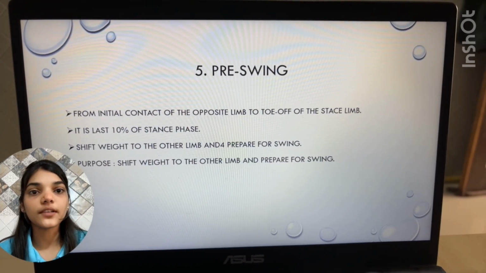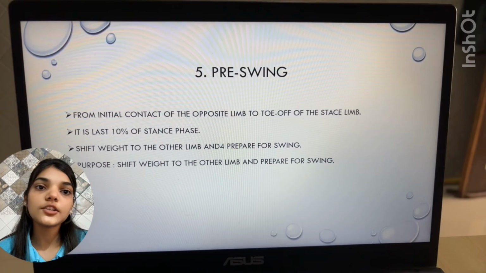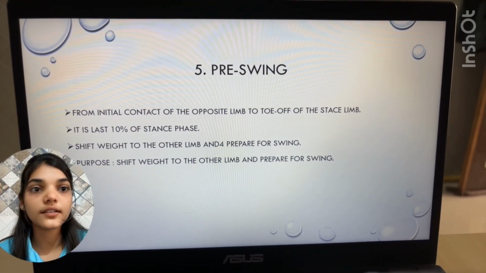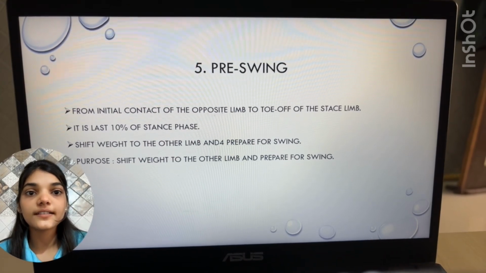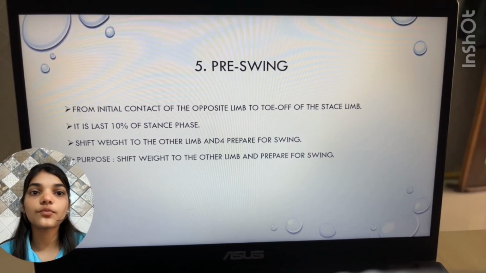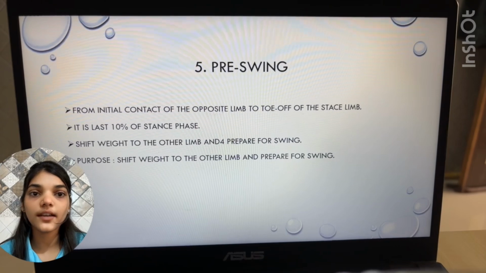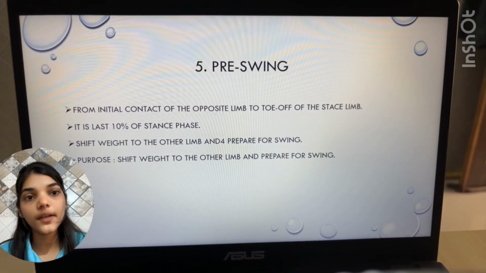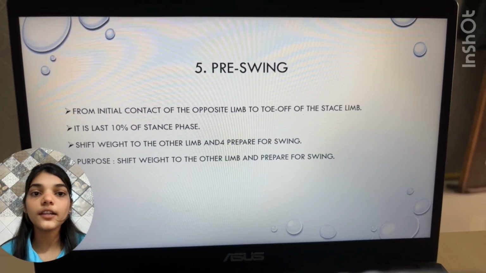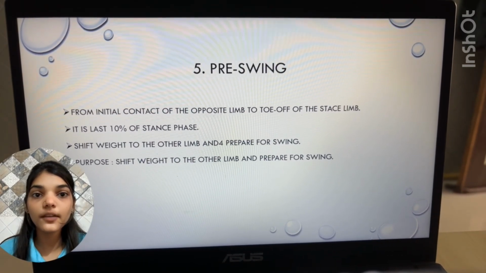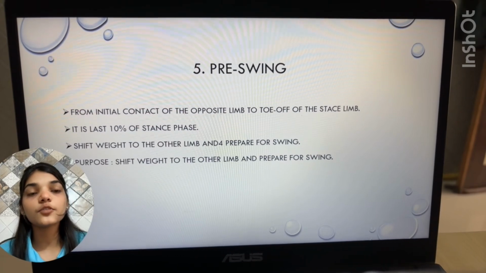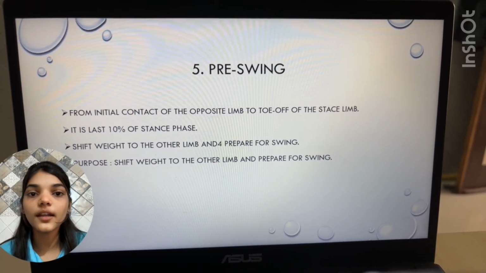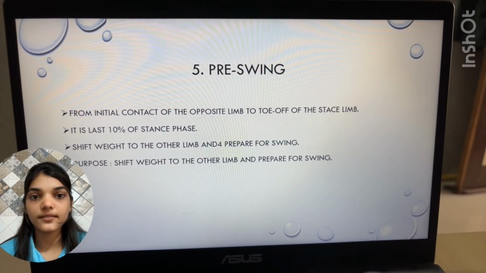Now, pre-swing. From initial contact of the opposite limb to toe off of the stance limb. It is the last 10% of stance phase. What is the purpose of pre-swing? Shift weight to the other limb and prepare for the swing phase.